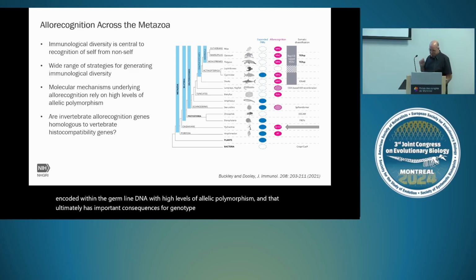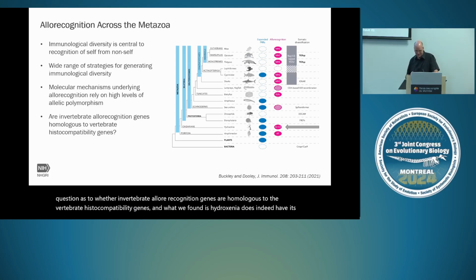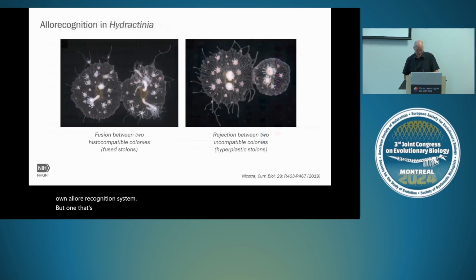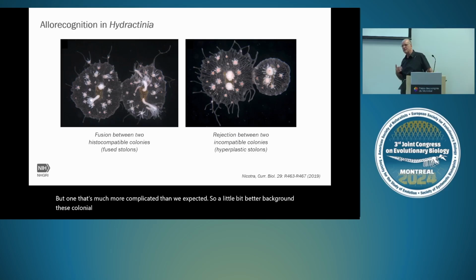There's been a long-standing question as to whether invertebrate allorecognition genes are homologous to the vertebrate histocompatibility genes. And what we found is Hydractinia does indeed have its own allorecognition system, but one that's much more complicated than we expected. So a little bit of background. These colonial invertebrates are capable of allorecognition purely on the basis of cell-cell contact as part of their competition for space in the environment. So here we're looking down from above.